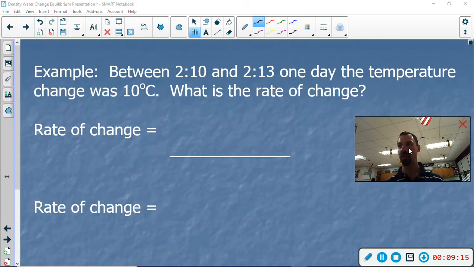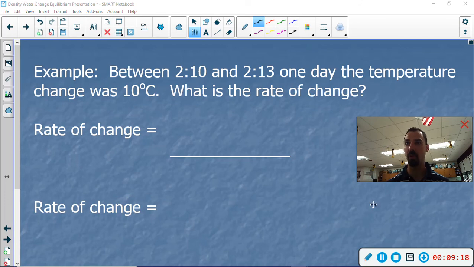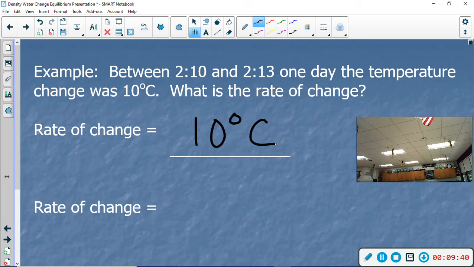Okay, so I have a little example here mathematically, which I'm going to do up on the smartboard. Between 2:10 and 2:13 one day, the temperature change was 10 degrees Celsius. What is the rate of change? So what we're going to do on this question, we're going to first subtract the temperature change, which in this case they already did for you. So we're just going to put 10 degrees Celsius on top. On the bottom, it's 2:13 minus 2:10, so 13 minus 10, which gives you 3 minutes. So your rate of change is going to be equal to 10 divided by 3.